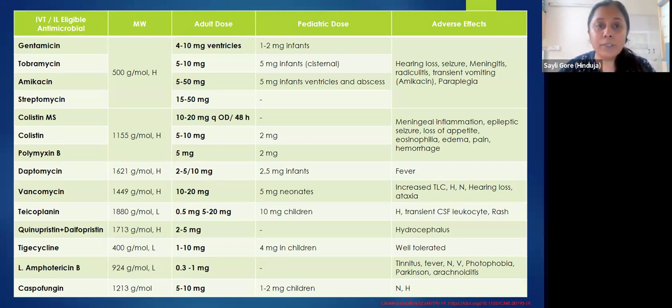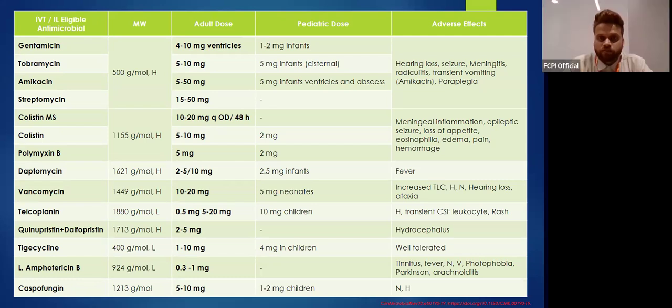The only thing you have to remember is that with intraventricular therapy, the clearance of the drug, the clearance of the CSF, the drainage of the CSF, and the clamp type. These four things you need to remember with intraventricular therapy.